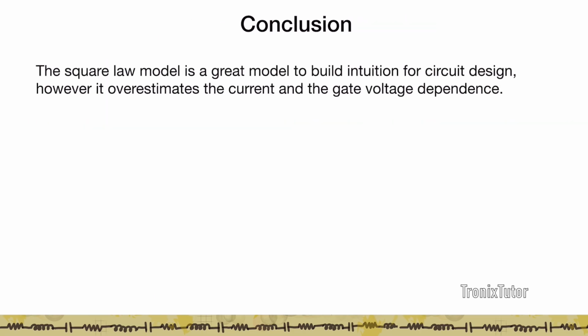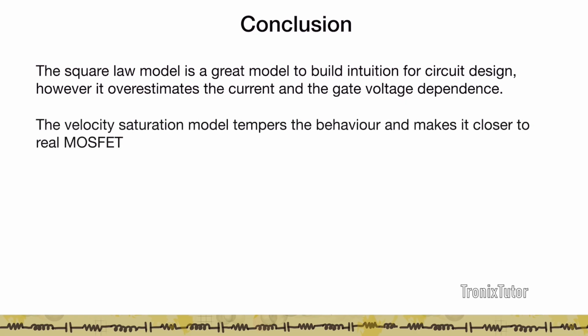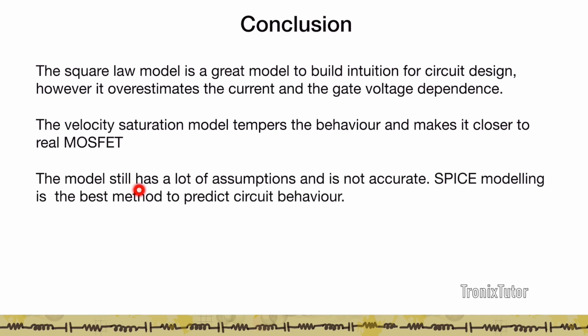So to conclude, the square law model is a great model to build intuition, but remember that it overestimates the current and the gate voltage dependence. The velocity saturation model tempers this behavior and makes it closer to the real MOSFET. However, the model still has a lot of assumptions. So especially as we work with FinFET nodes and GAA nodes, etc., it's very important that we build accurate SPICE models. And once these accurate SPICE models are built, again, they are based off real silicon, we would use these to predict circuit behavior, right? And so that would be the best technique to do circuit level simulations.